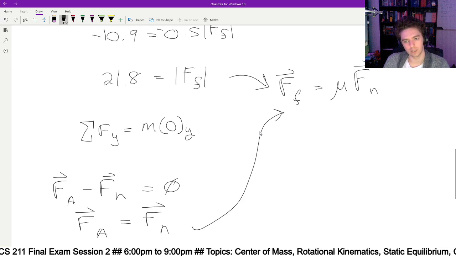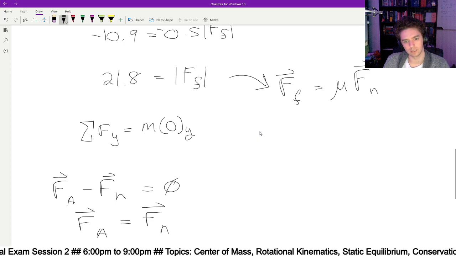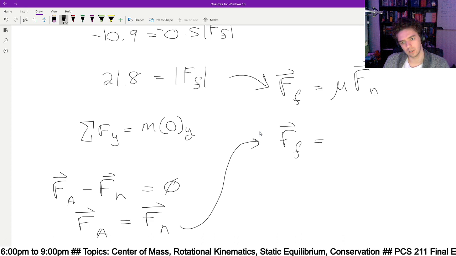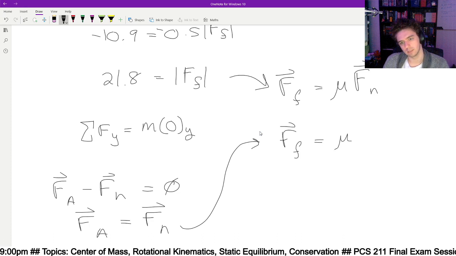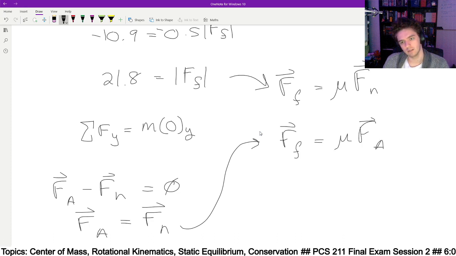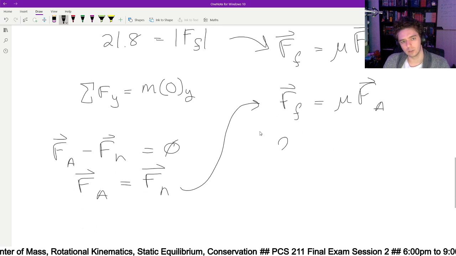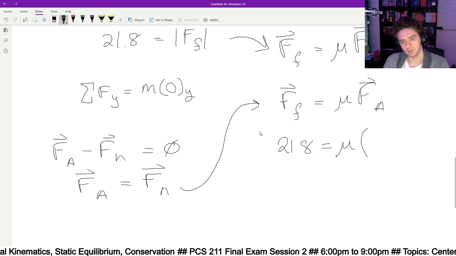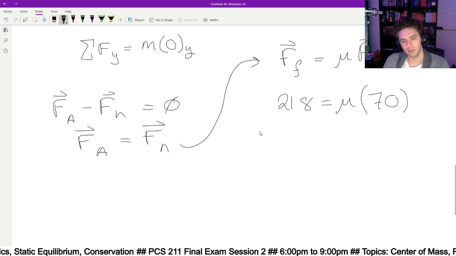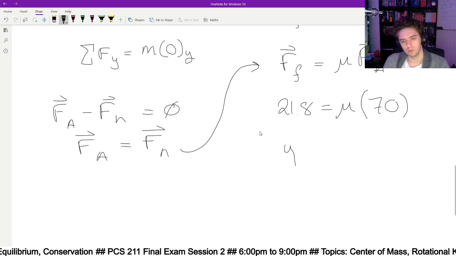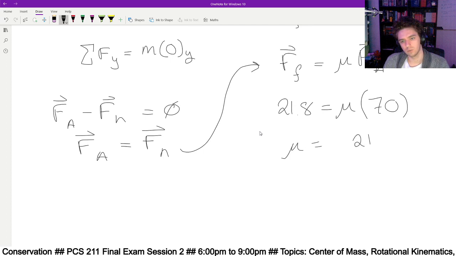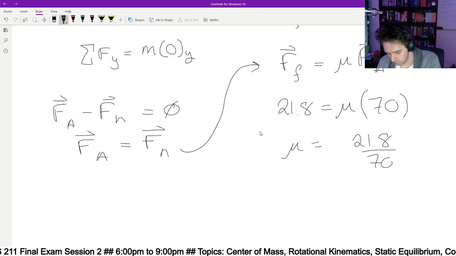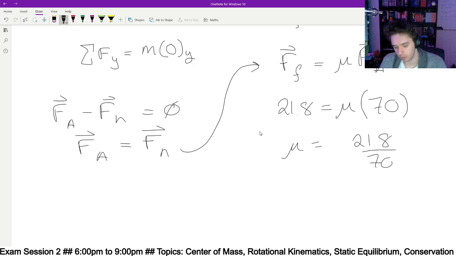I know the force of friction is 20. Well, I'll do it with variables first, and then we'll go there after. So the force of friction equals mu times Fa, right? So 21.8 equals mu times the applied force, which is 70. Okay, and so mu should be 21.8 over 70. And I got 0.311.